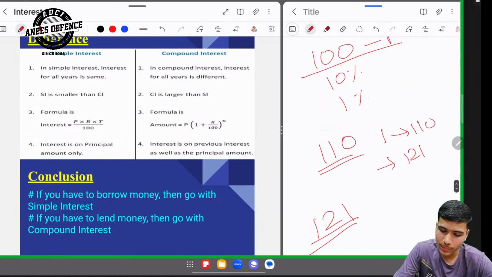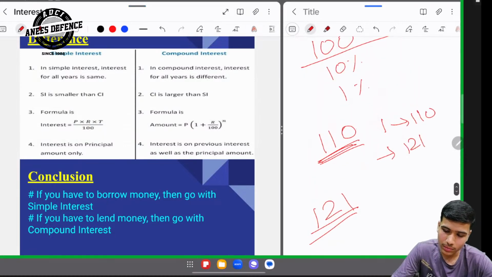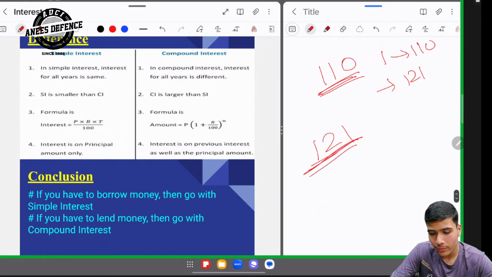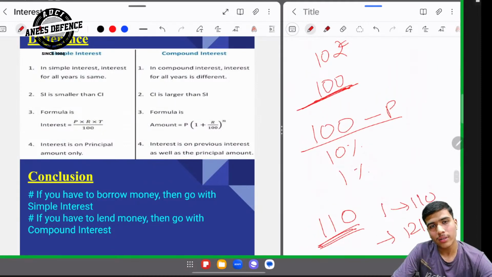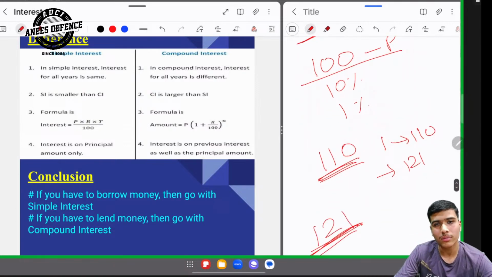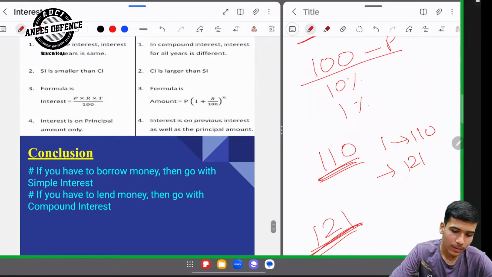Meaning interest will be on 110 rupees. On the third year, the principal will be 121, and it goes on. But in simple interest, the principal will be 100 rupees only. But in compound interest, the principal will change.